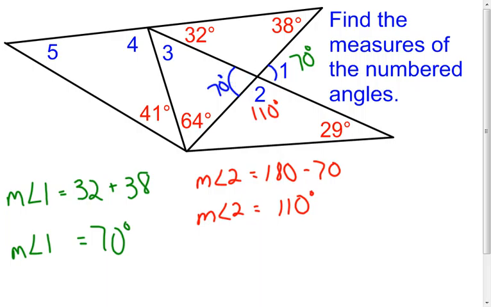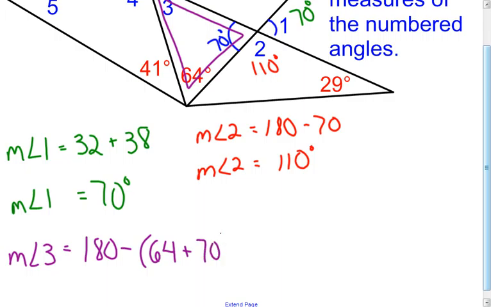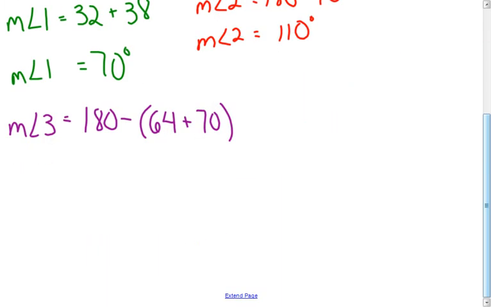Now I can look at my triangle right here, and I know the 3 angles in a triangle have to add up to 180 degrees. I know 2 of them, I should be able to find the 3rd. What I can do then to find the measure of angle 3 is subtract those other 2 angles. I'm going to take the 64 and the 70, add that together and then subtract it from 180 degrees. Now I'm going to end up with 180 minus the 134 degrees, giving me a grand total of 46 degrees for the measure of angle 3.